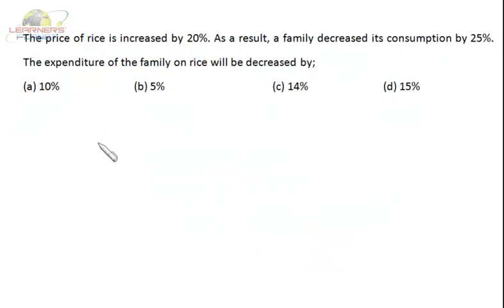Further, in this question, price into consumption in kilogram is the total expenditure. So let's take both of them to be 10. So initial expenditure is 100. Now price is increased by 20%. That means the new price is 12 rupees per kilogram. And the family is decreasing its consumption by 25%. That means the new consumption is 7.5 kilogram.